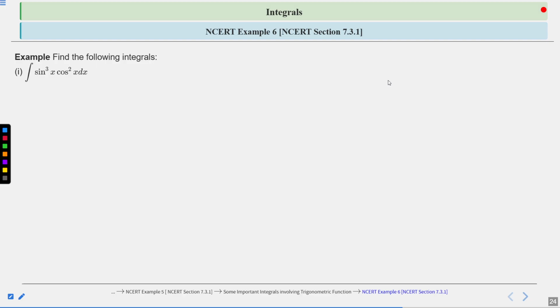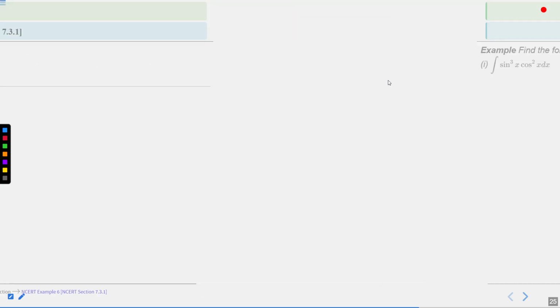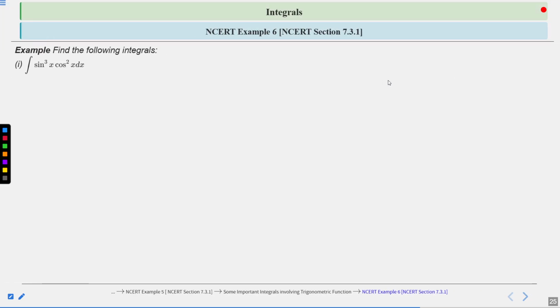Okay. Hope you all have attempted the question. Let us see how we can solve this. So we have to find the following integral: integration of sin cube x cos square x dx. Let us see the solution part.